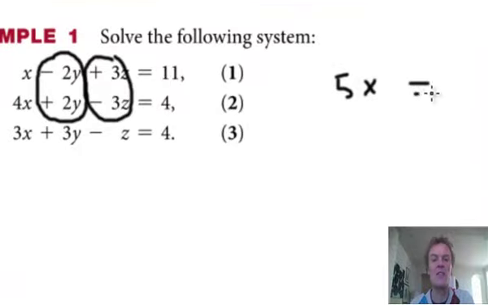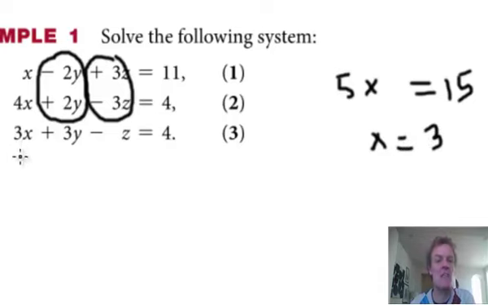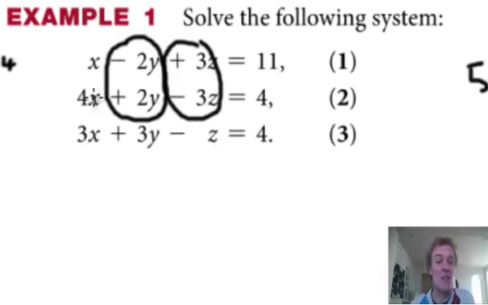11 and 4 is 15. I've already got that x equals 3. Okay, so let's try this. So if x equals 3, let's put it into, well, let's just replace all these equations. If that's 3x, okay, x is 3. If I take away 3 from both sides, I'll be left with 8.